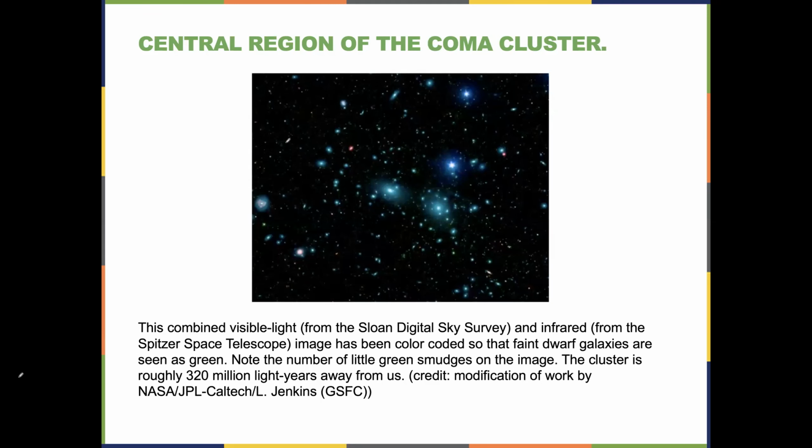And here is the central region of the Coma Cluster. This is a combined visible light and infrared image, color coded so that you will see the faint dwarf galaxies in green, right? By the way, this image is a combination of images taken from the Sloan Digital Sky Survey, or SDSS, and also the infrared, from an infrared telescope, the Spitzer Space Telescope.